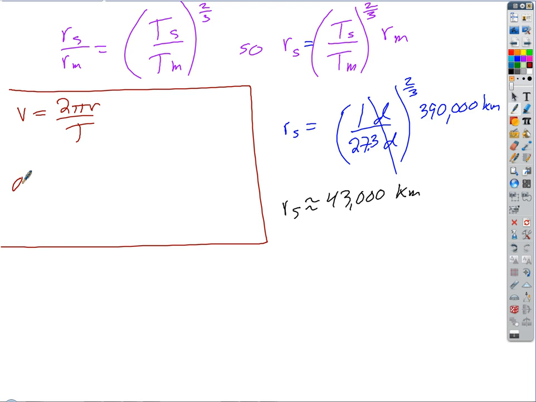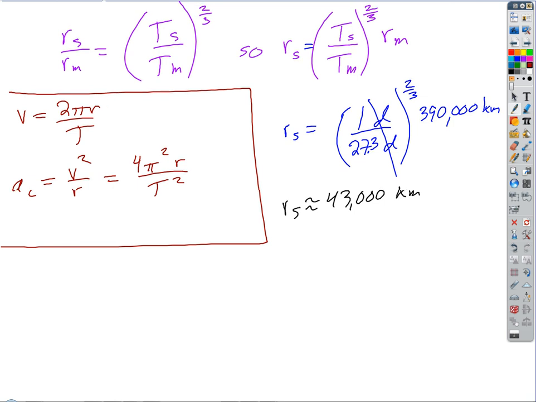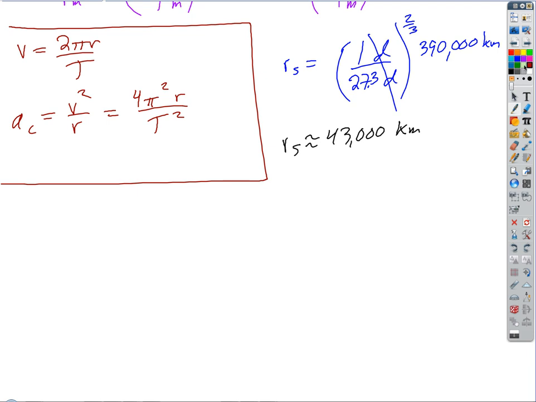And then we also know centripetal acceleration. What's the easy formula for centripetal acceleration? V squared over r. Good. We could also write that, if we substitute, as 4 pi squared r over T squared. That's all I know. So if we combine that with the other equation that you told me from yesterday, the gravitational force, let's talk about the gravitational force acting on the satellite.